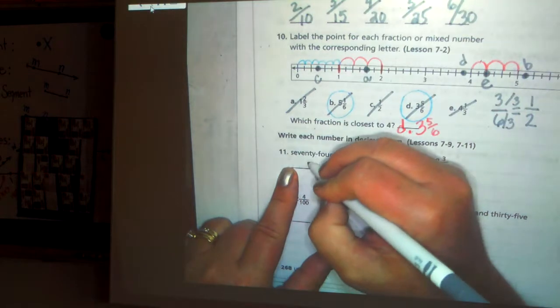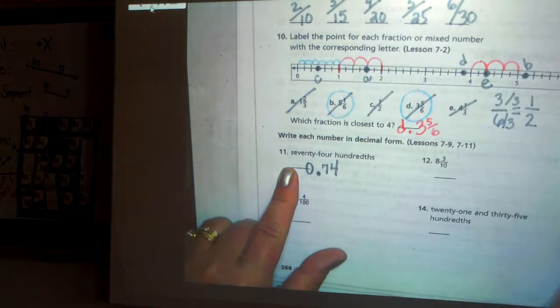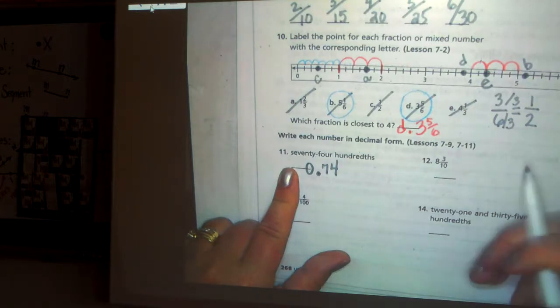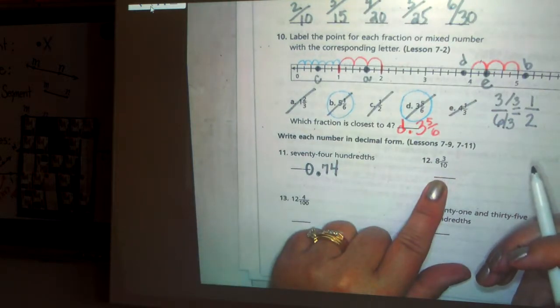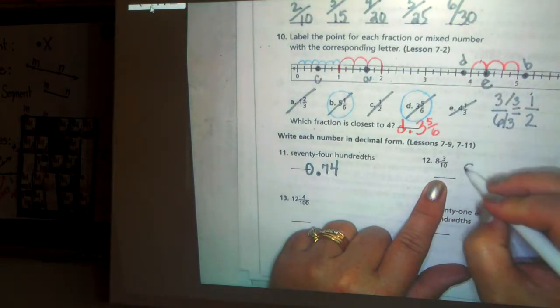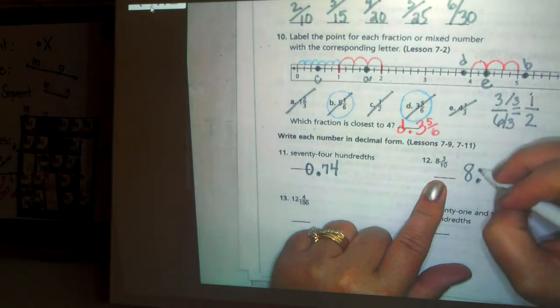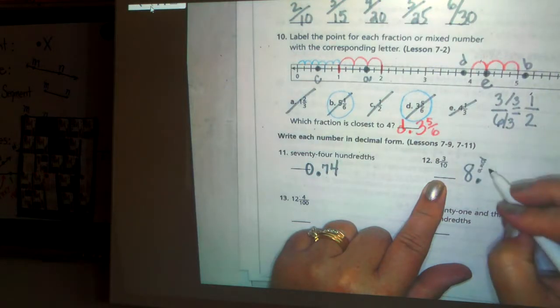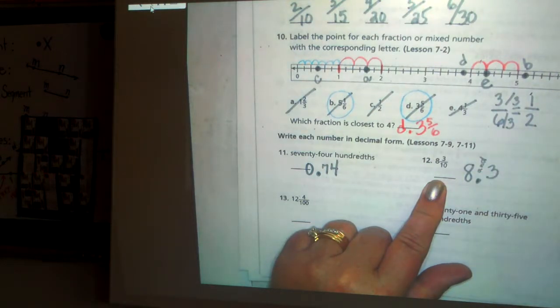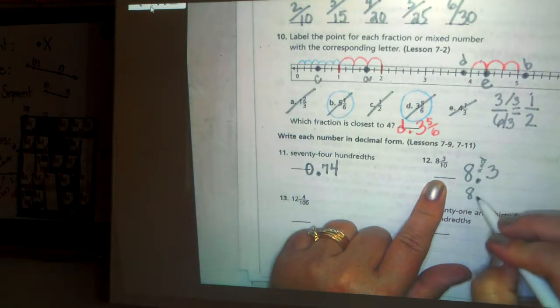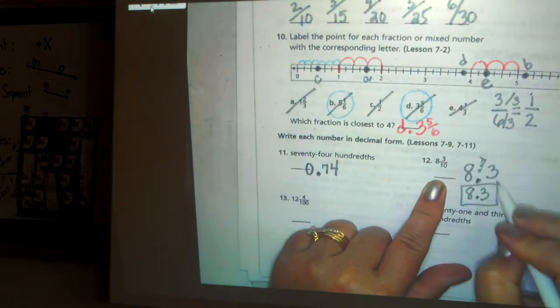It's also very comfortable to put the 0 before it. It just gives you that visual cue that you don't have any wholes, you have only part of a whole in your number. Number 12 is 8 and 3/10. 8, our decimal point, when there's a whole number part of it, says and then we have 3/10. So 8 and 3/10 would look like this.